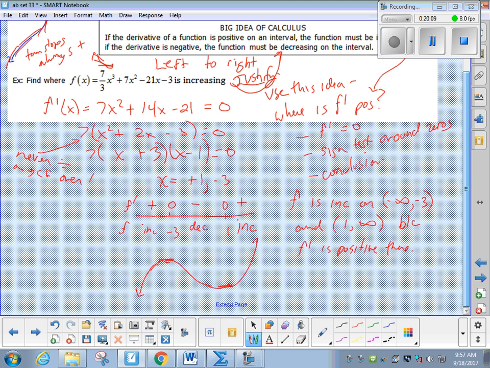If I asked you, where does f of x have a horizontal tangent? Justify. You would say, f of x has a horizontal tangent at x equals -3 and x equals 1 because f prime equals 0. Okay? Remember, the derivative gives you the tangent slope.